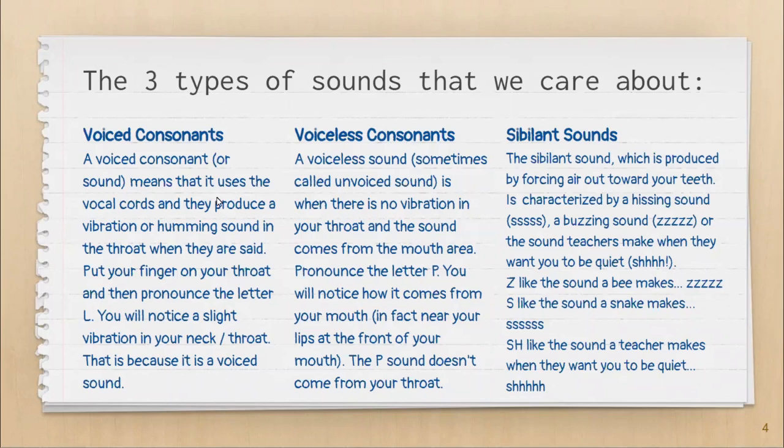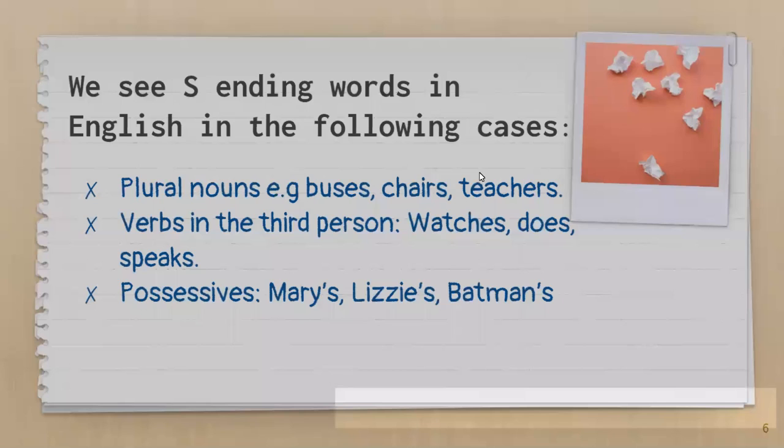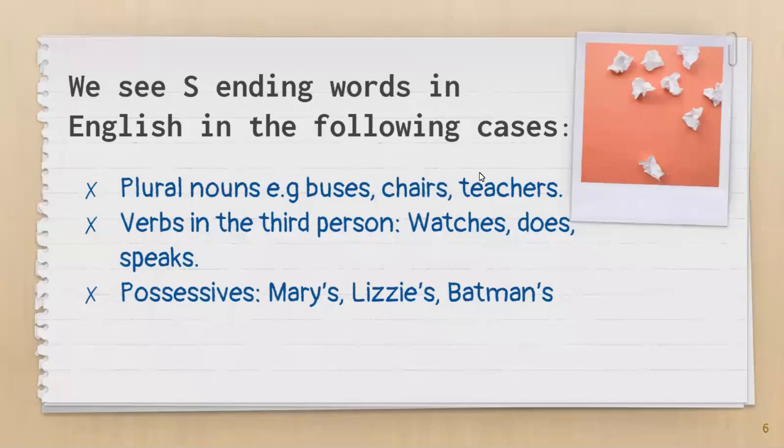Now, taking into account the types of sounds that we make with the S, let's take a look at when we actually use these kinds of sounds. The first case is plural nouns like buses, chairs, and teachers. Then, when verbs are in the third person for he, she, and it, like watches, does, and speaks. And finally, with possessives like Mary's, Lizzie's, and Batman's.